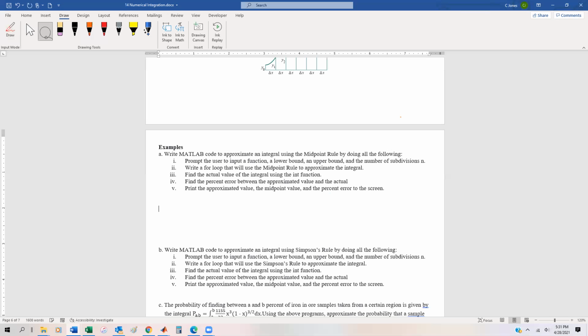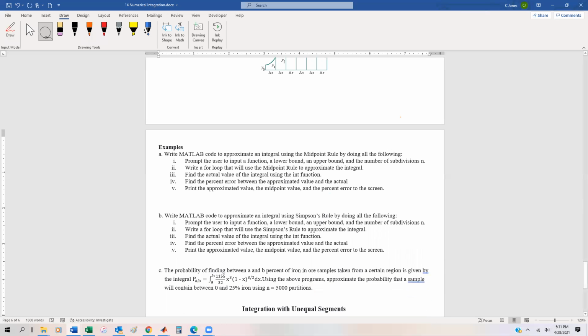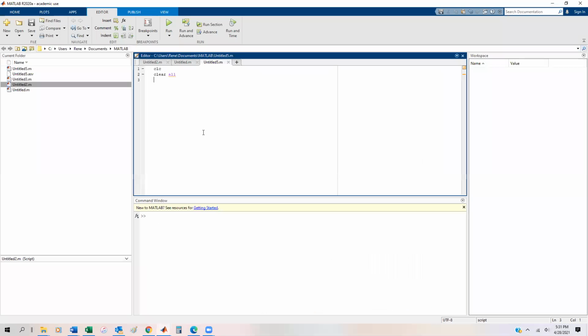All right, so going to our MATLAB code, let's go ahead and get the input first. I'm going to define a syms variable for f and for x. And I'm going to let f be equal to the input where somebody enters a function. And then we're going to get the lower bound. So we're going to enter the lower bound.